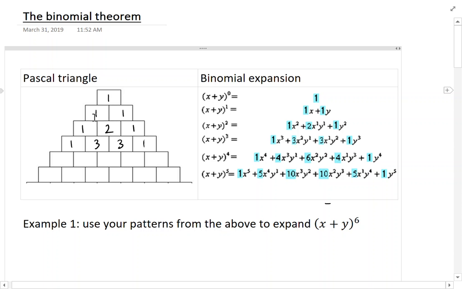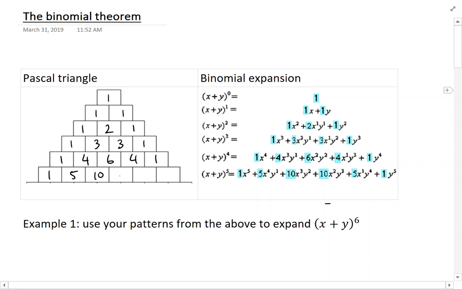For example, here 1 plus 1 gives you 2, 1 plus 2 gives you 3. So the next row will be 1, 4, 6, 4, 1, and 1, 5, 10, 10, 5, 1. So that's Pascal's triangle.